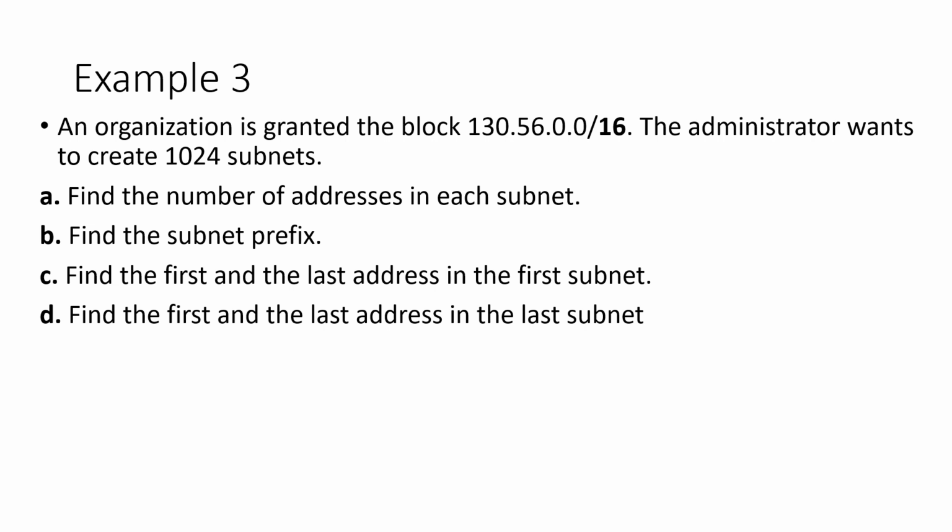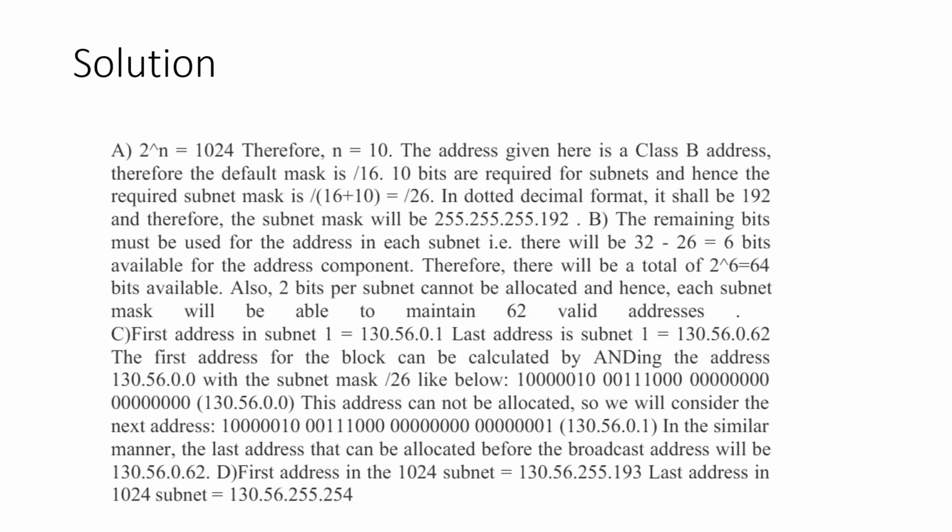So they need 1024 subnets. First you have to find the total number of addresses in each subnet and the subnet prefix. For the first and the last subnet, you have to find the first and last address, for the first subnet as well as the last subnet. These are the questions. So the solution for this question is, the small n in this case is 10.